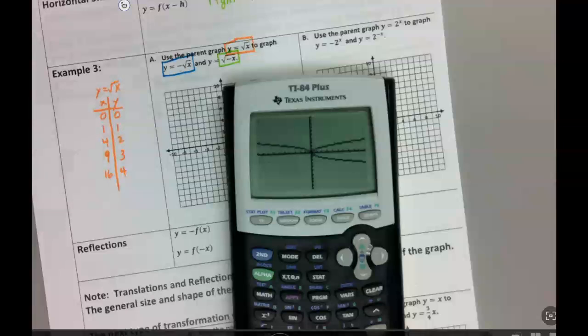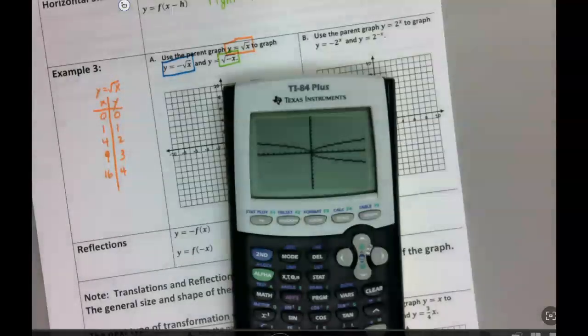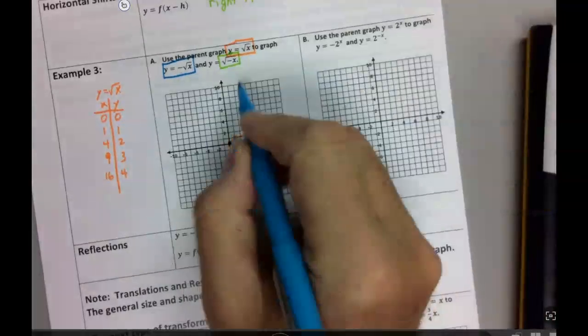Negatives on the outside, I negate the y, but it reflects across the x. Negatives on the inside deals with the x, but reflects over the y. Does that make sense? That used to confuse me when I was your age. When you negate the y, it reflects across the x. Not everything's easy, right? So let's do this one here.